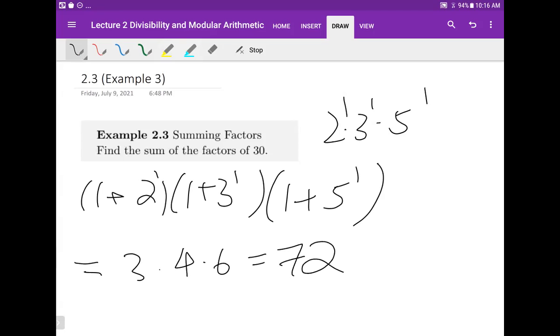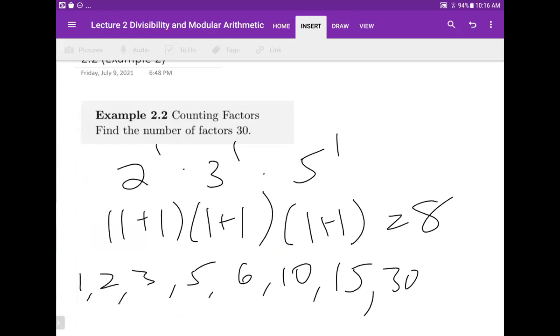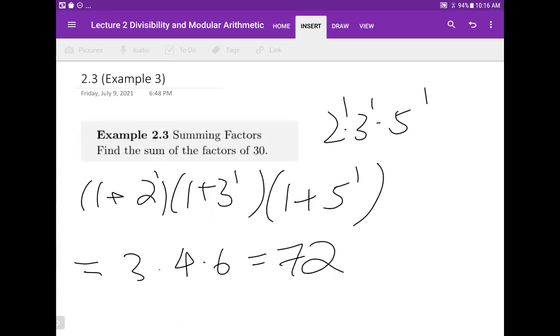Okay. And we can check this by summing the factors. So if we go back here, 1 plus 2 is 3, 3 plus 3 is 6, 6 plus 5 is 11, 11 plus 6 is 17, 17 plus 10 is 27, 27 plus 15 is 42, and 42 plus 30 is 72. And we can see that this value matches up with the value that we calculated using the formula. So all in all, this works.